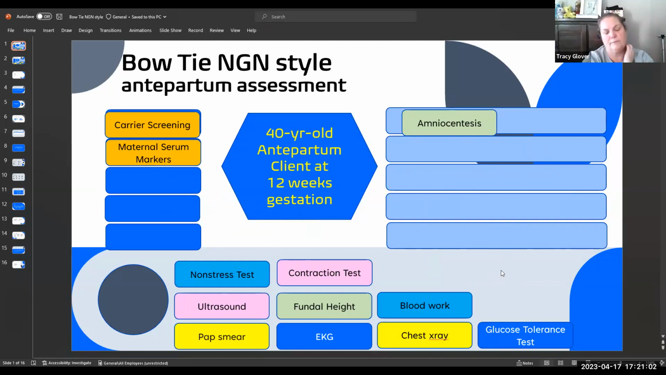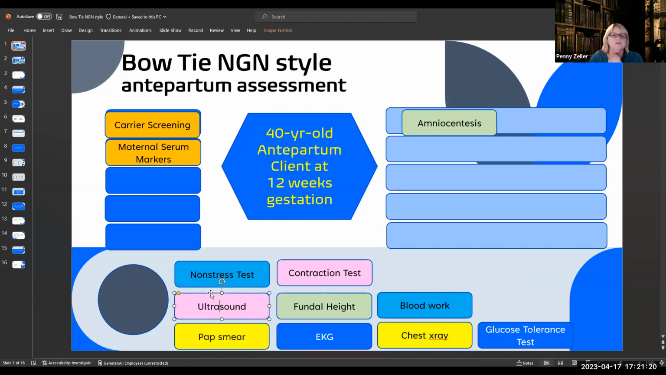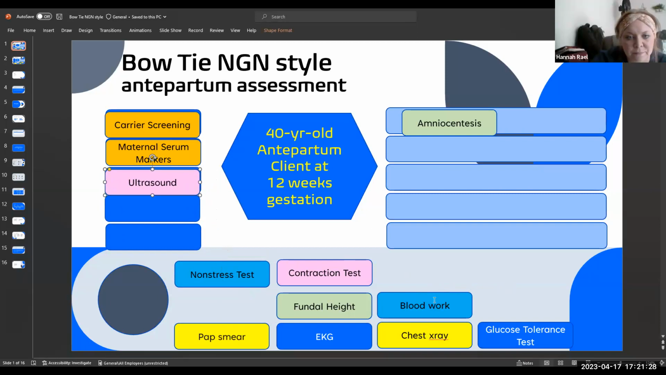Blood work. And the glucose tolerance. We don't do glucose tolerance at 12 weeks. Oh, sorry, too early. Fundal height. And ultrasound. Yeah. Okay, we could definitely do an ultrasound, but we don't do fundal height much before 20 weeks. Okay, so not that.